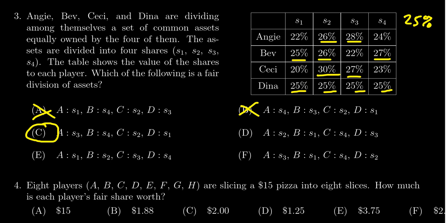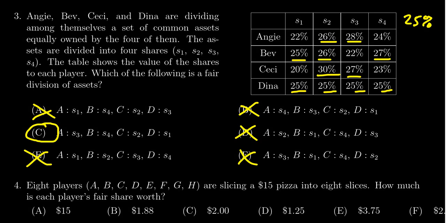With the allocation D here, you give A share 2, which is okay. You give player B share 1, that's okay. You're going to give player C share 4. Nope, she doesn't like that one. With choice E, you give Angie share 1. Nope, that doesn't work for her. And then for the last possibility, player A gets share 3. That's okay. Player B gets share 1. That's okay. Then the next one here, player C gets share 4. Nope, doesn't like that one.